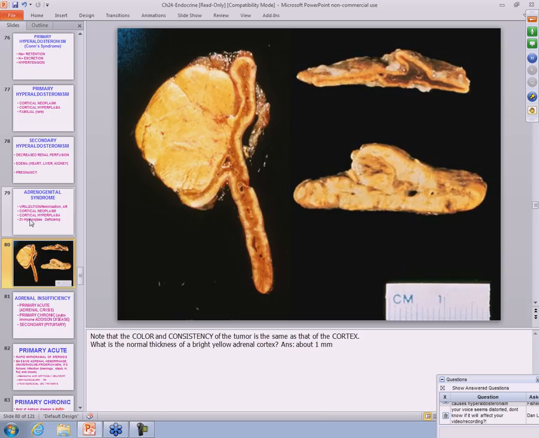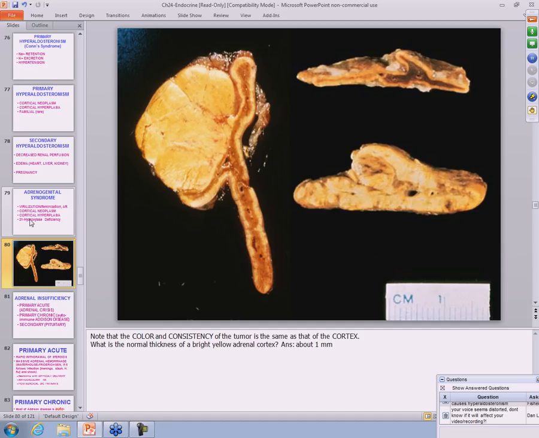So that's like a summary of it. Now, let's get to the fun part. There's an adrenal gland on the left. It's cut open. Remember I told you the cortex is a bright yellow ribbon and the medulla is red and hemorrhagic? Well, let's say that you have a tumor of the adrenal and the tumor looks exactly that same level of brightness as the cortex. Is that adrenal cortical tumor or is that adrenal medullary tumor?